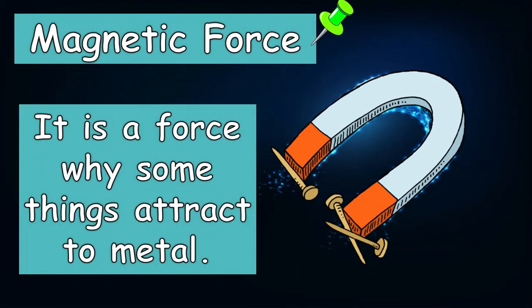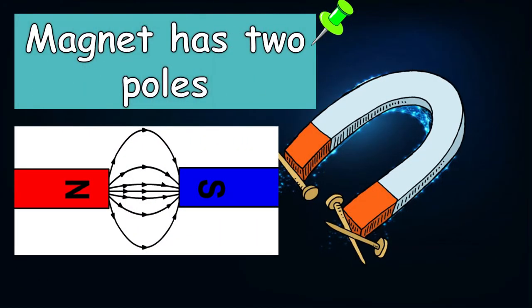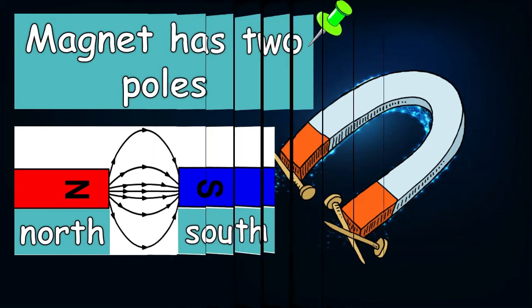Magnetic force. What is the reason why a magnet can attract things? Because there is a force that can attract things made of metal, and we call it magnetic force. That is the force that can attract metal to a magnet. Next, a magnet has two poles, that is north and south. North is mostly red and the south pole is blue.